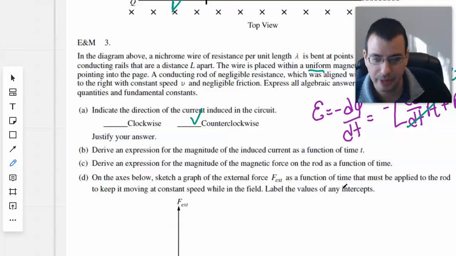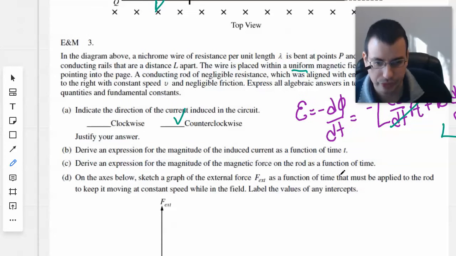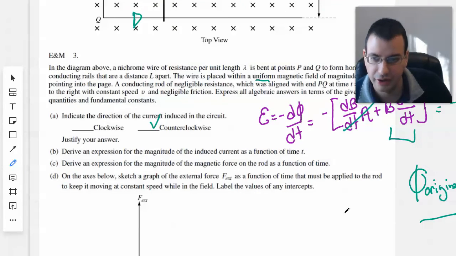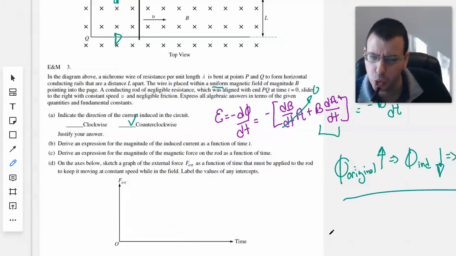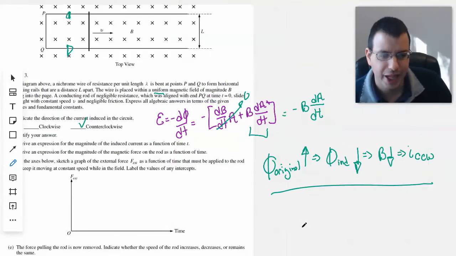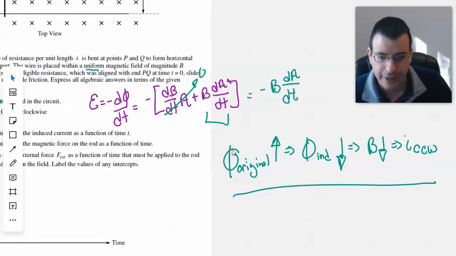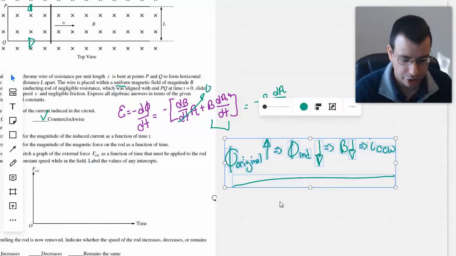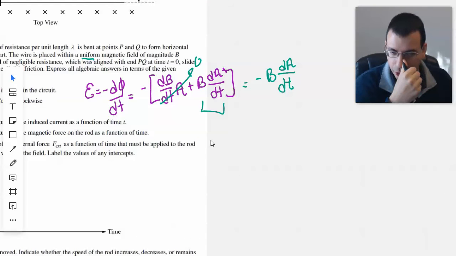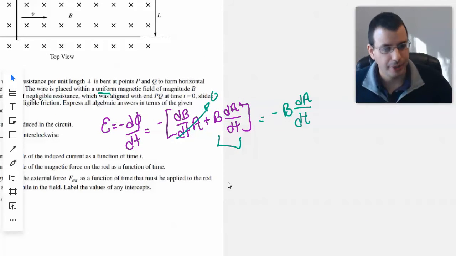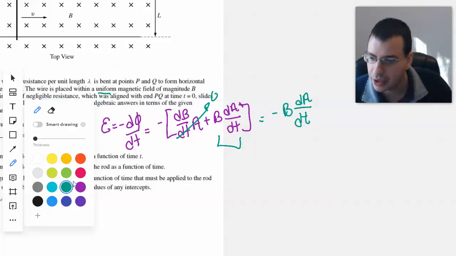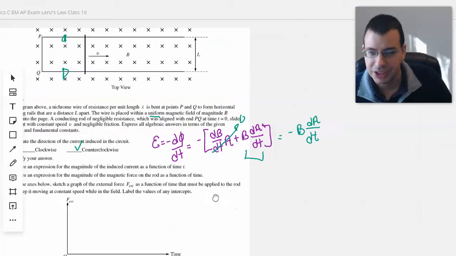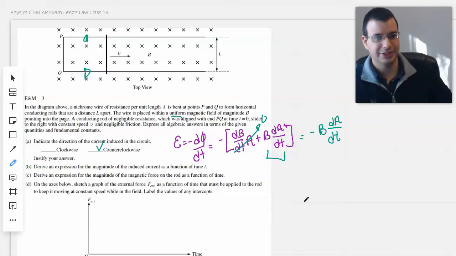Derive an expression for the magnitude of the induced current as a function of time. That seems like a lot of work. Okay, so now that we have this knowledge of the direction of current, I will erase it. We already have it written up on the diagram, so we're good with that. So it's basically saying, solve this. It's like, that's a lot.